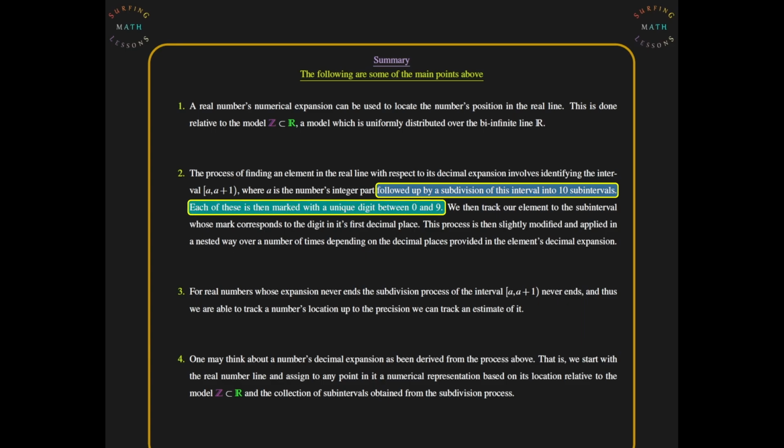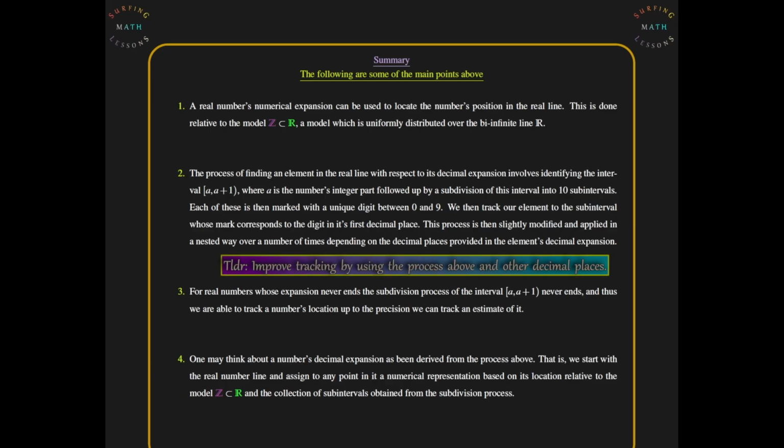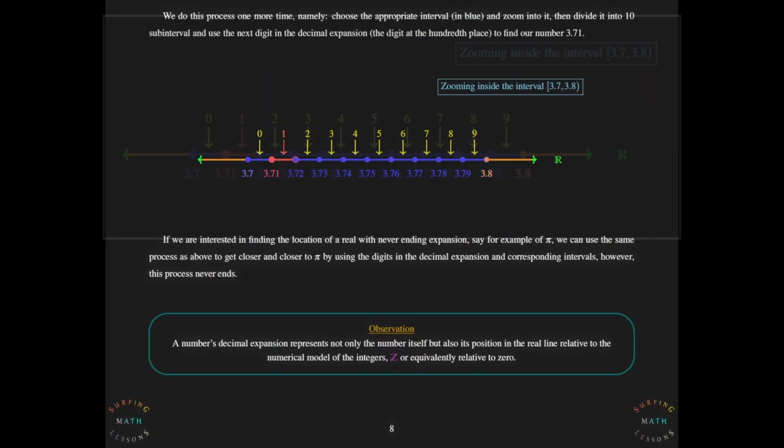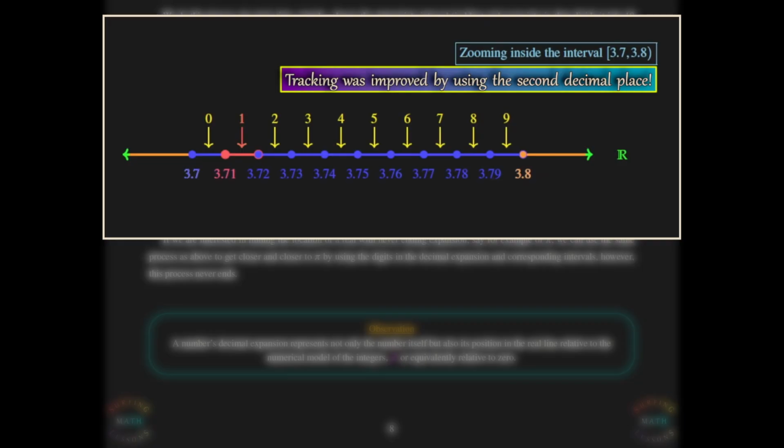Each of these subintervals is then marked with a digit between 0 and 9. We then track our element to the subinterval marked with the digit in its first decimal place. This process is then slightly modified and applied in a nested way a number of times, depending on how many decimal places are provided in the element's decimal expansion. We saw this in the example of finding the location of the element 3.71 in the real line.